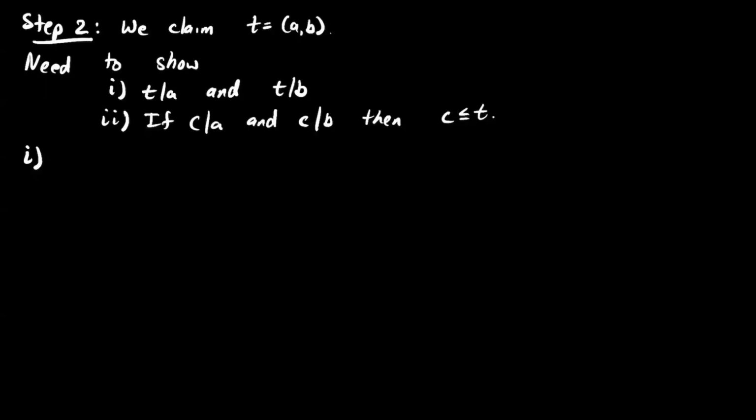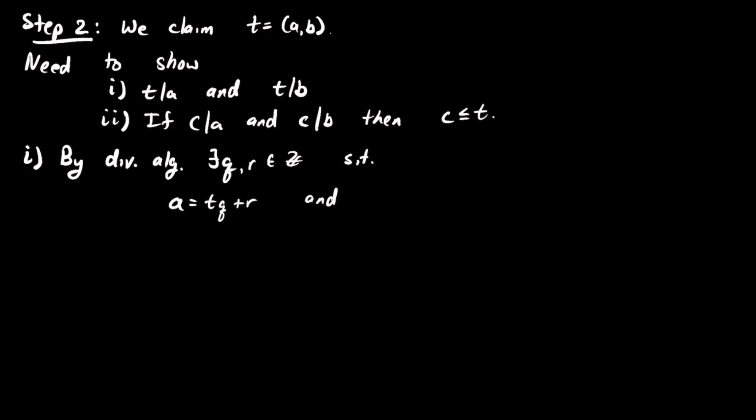Well, the first thing we can say is, since we're not sure if T divides A or not at this point, we could say that by the division algorithm, there exist integers Q and R, a quotient and a remainder, such that A is equal to TQ plus R, and R is bigger than or equal to 0 and less than T. And our goal here is to show that R is equal to 0, so that in fact T does divide A.